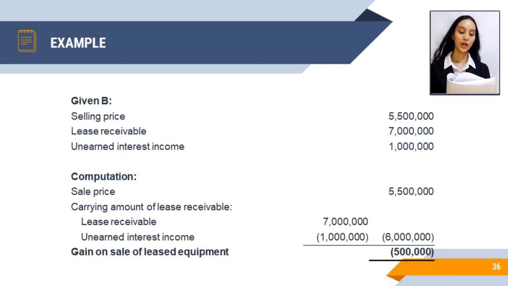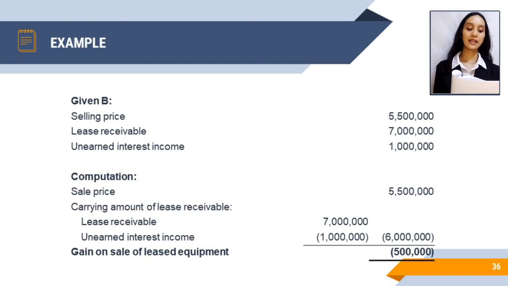So, the selling price is 5,500,000 and then the carrying amount of lease receivable is 6 million. So, the result is loss on sale of lease equipment dahil may negative 500,000 tayo. Kaya naging loss naman dahil mas mataas si carrying amount of lease receivable kaysa kay selling price.